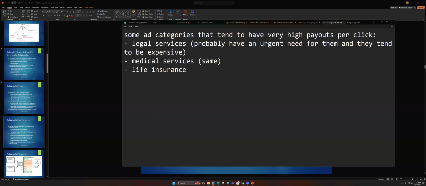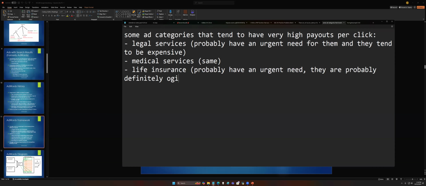And the reason why life insurance is particularly high, life insurance is one of those things that a lot of people go through most of their life never really thinking about until one day they realize, oh my gosh, I got a wife and kids. I'm gonna need something here, right? I need some life insurance. So when the time comes that people are going to buy life insurance, number one, they probably have an urgent need. They are probably definitely going to buy one, right? Going to buy not only a policy, but a long-term policy.